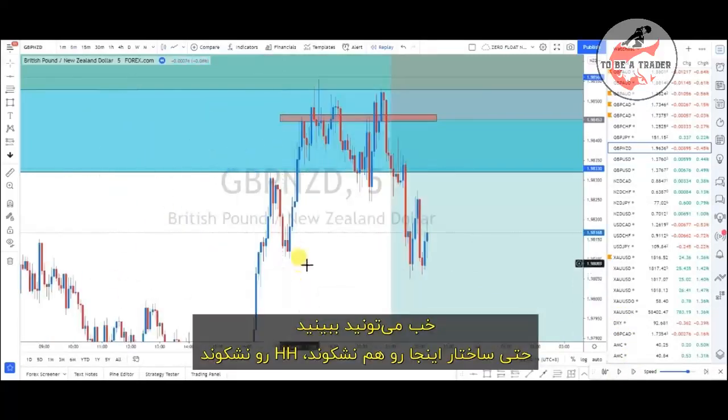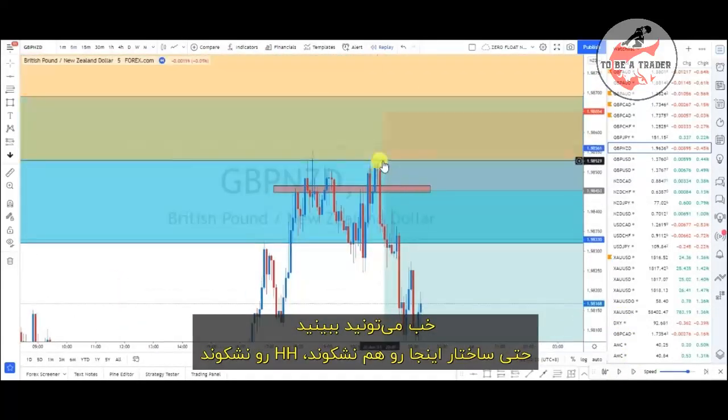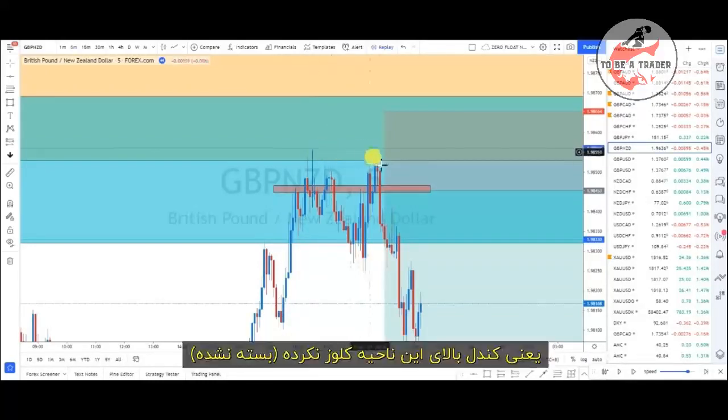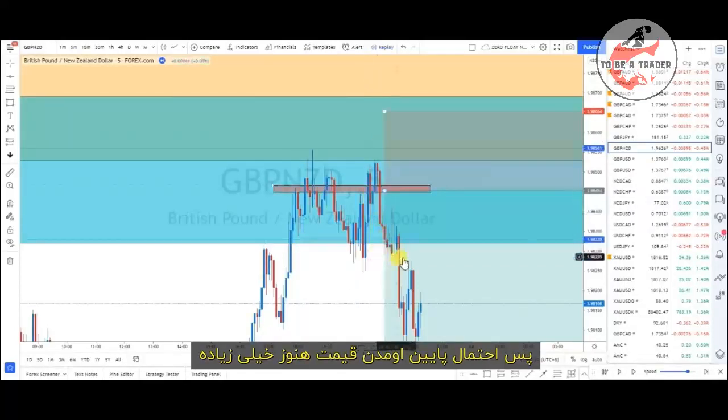Okay guys, you can see it did not even break this structure here, the higher high. When it did not break this structure higher high, it means the candle did not close above this area, then the chances of the price coming down are still very high, okay?